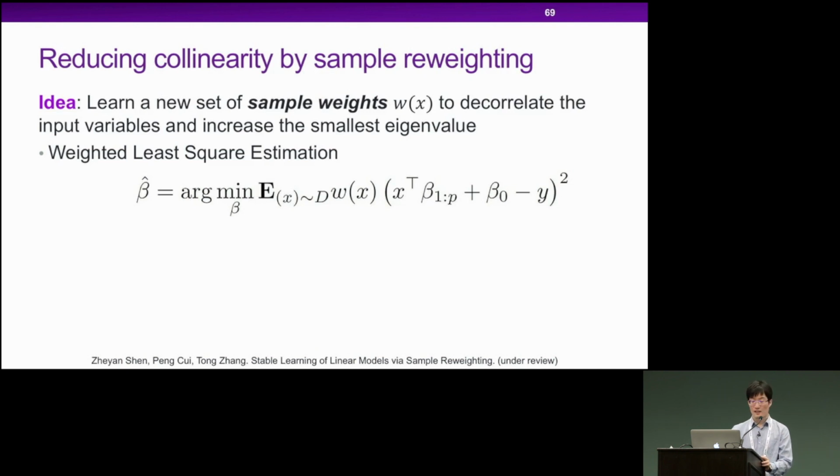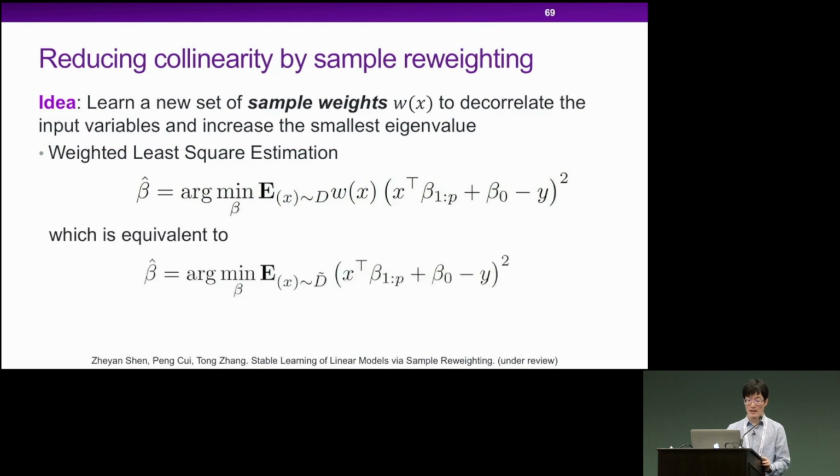estimation. So here you can see that there is a WX here. If we hide it, this is just a normal least square, and now it's a weighted least square based on the original distribution. Actually, this is equivalent to another setting. That is, we just use the weights to form a new distribution, and then in the new distribution, we just do the normal least square. This is equal.